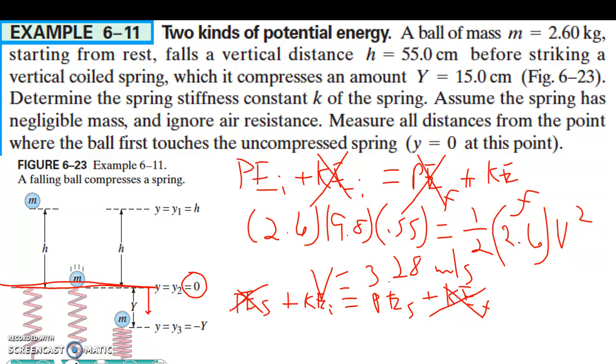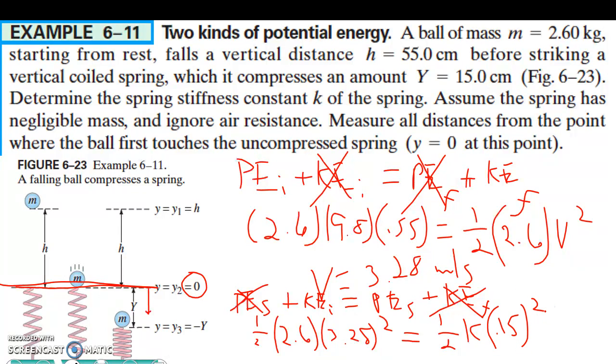So what we're solving for is k. We know the speed when it hits. It's 1/2, and it's 2.6 kilograms, and our speed, 3.28, squared. And that's going to equal our spring, 1/2 k. We don't know k, but the compression is 15 centimeters. Again, make sure you convert it to meters, 0.15, and we square it. In the end, we're going to solve for k. It was kind of a jumbled mess here, but as you're taking your notes, give yourself some room. K, when we do the math, in the end should equal 1590 newtons per meter.